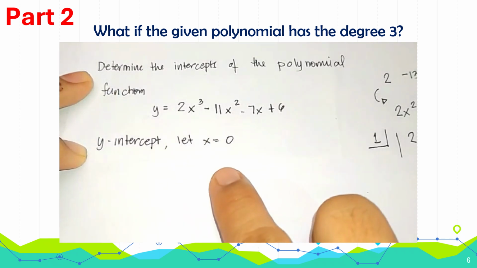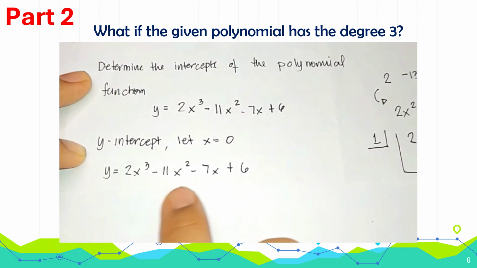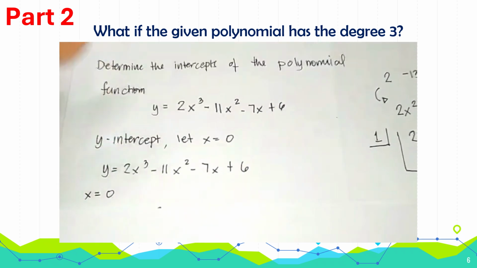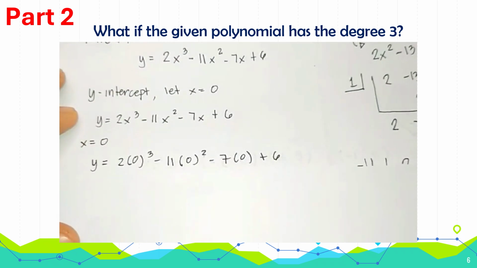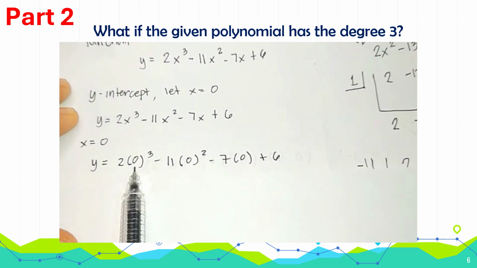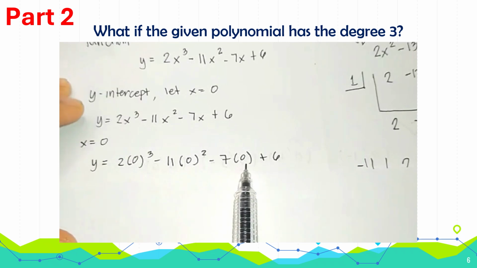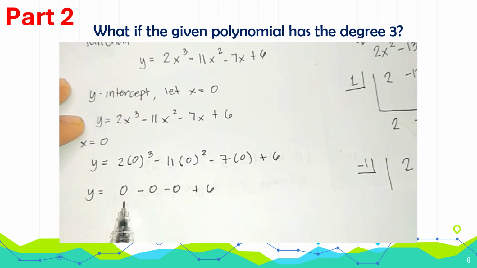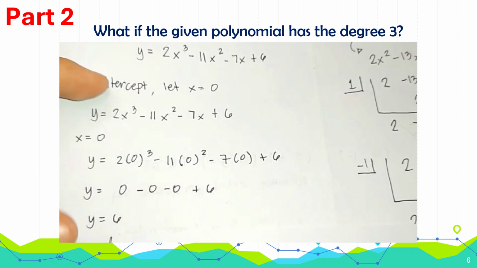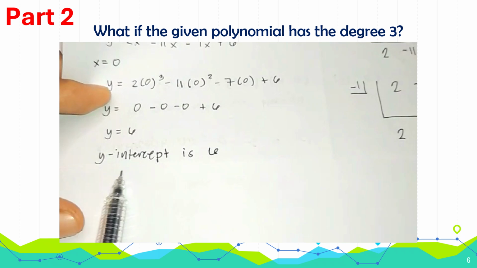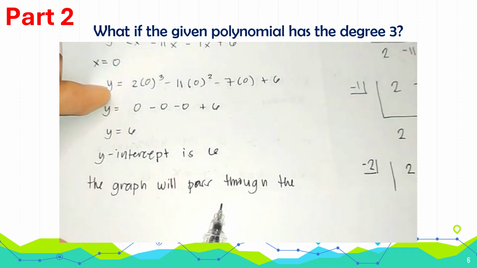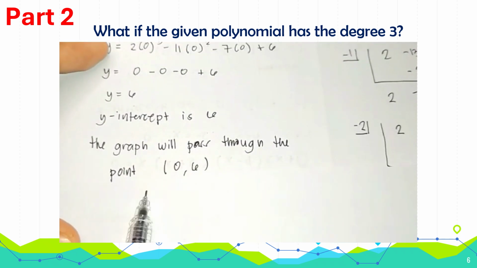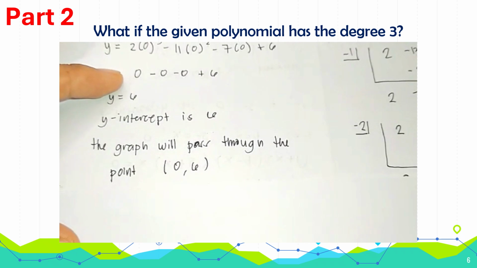So I let x equal to 0. This is our equation. X will be 0, so we rewrite the equation with 0, 0, 0. We will just substitute. This will give us the value 0, 0, and 0, and 6 is constant. Therefore, y here is equal to 6. So we say that the y-intercept is 6. The graph will pass through the point (0, 6).